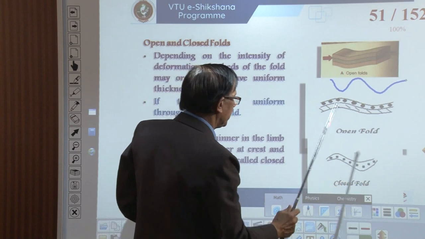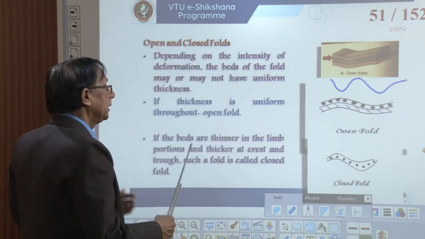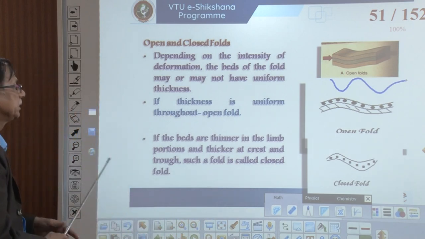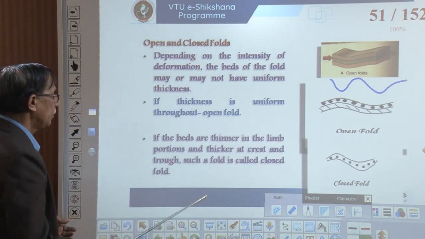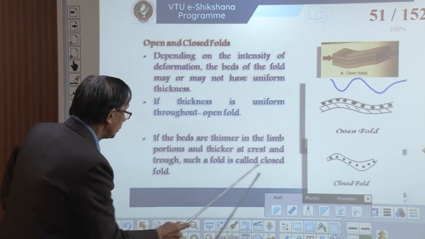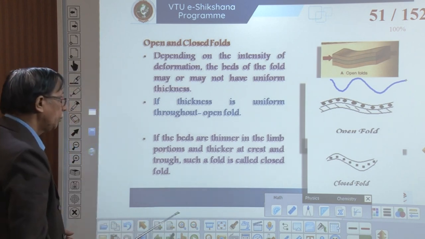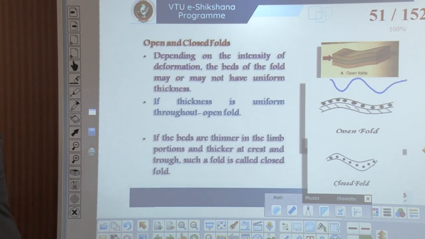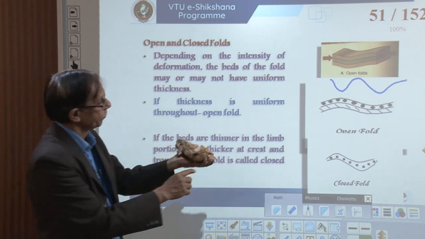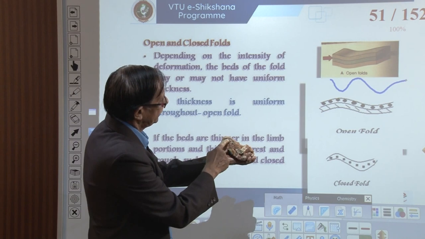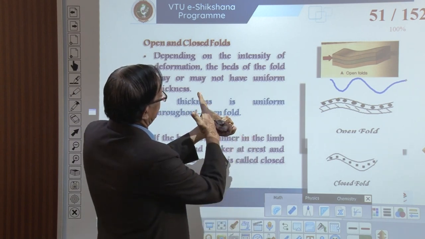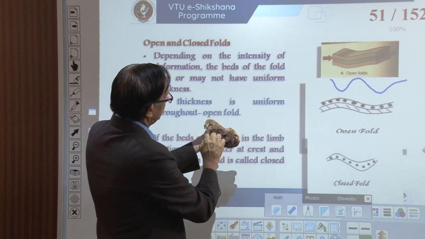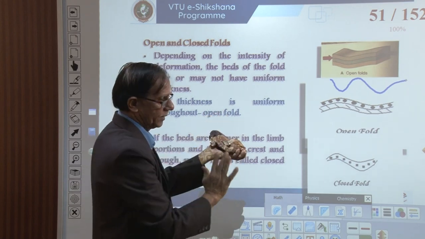If the thickness of the beds varies, then some flow of material has taken place, and it is a flow fold, also called a closed fold. This is an open fold. For example, this is the rock you see. It is asymmetrical, and the axis is like this, but the thickness of the layer is similar throughout.